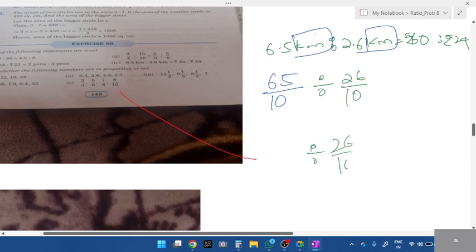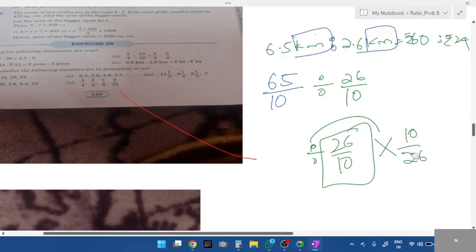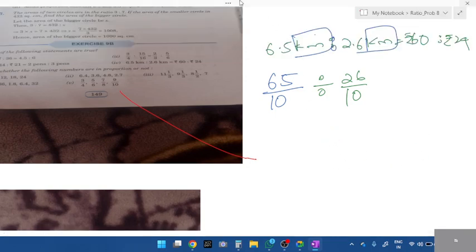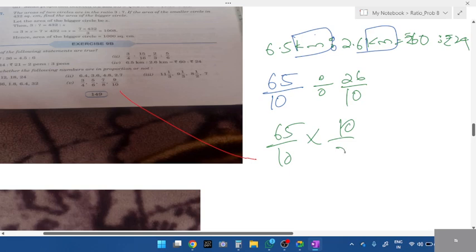Whenever division is given, how do you convert it to multiplication? You put the multiplication sign, and what happens to 26 by 10? It becomes 10 by 26. Very good, reciprocate the value. I think I've taught all this concept. Division is given, convert into multiplication, only then you can cancel it. You can't cancel directly. 65 divided by 10 multiplied by 10 divided by 26. 10 gets cancelled.